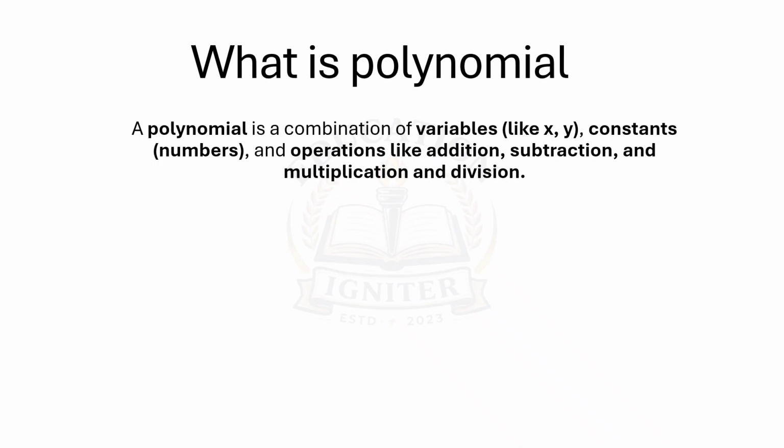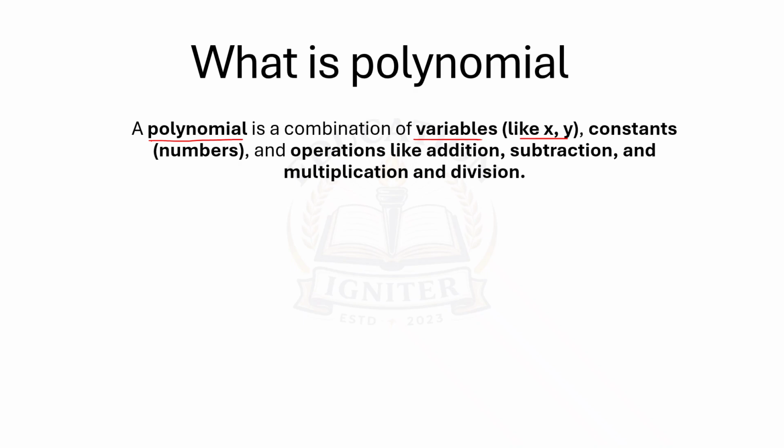What is polynomial? The polynomial is a combination of the variable, constant and the operations like addition, subtraction, multiplication and the division. Okay, now let's understand what does it mean. I'm talking about the polynomial. Polynomial is a combination of the variables. Variables means like x and y whose value is not constant. It is changing again and again.